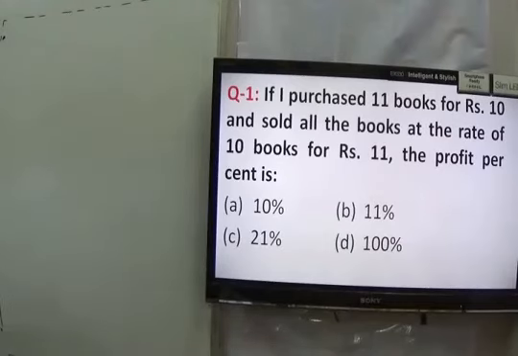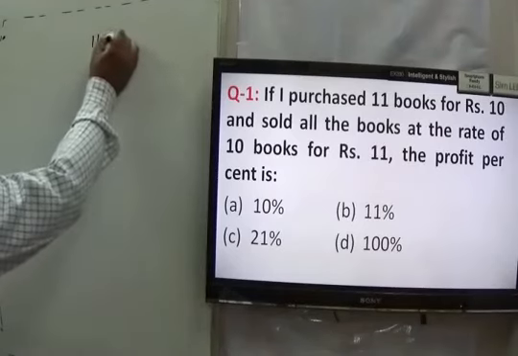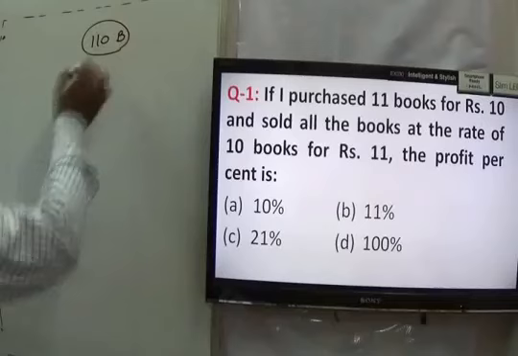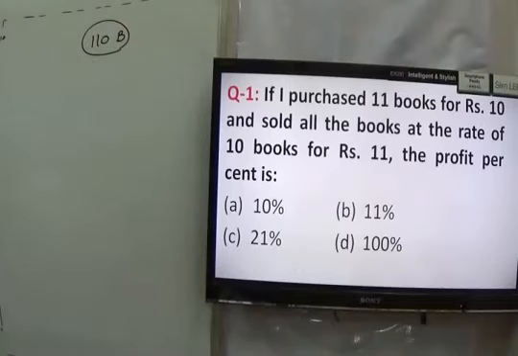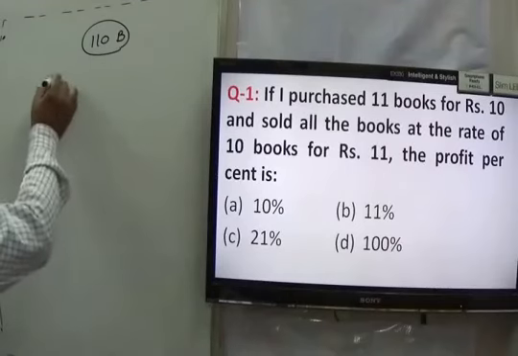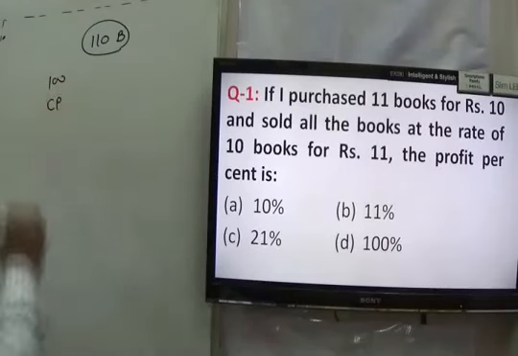The first approach states that take the LCM of 11 and 10, that is 110. So I may assume that total books I have purchased is 110. It means the first 11 books cost rupees 10 to me. It means 110 books cost rupees 100 to me. So that's my cost price.